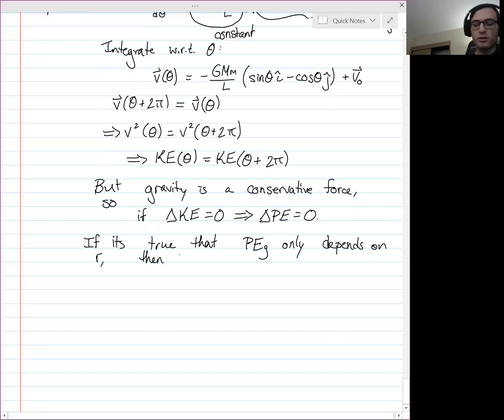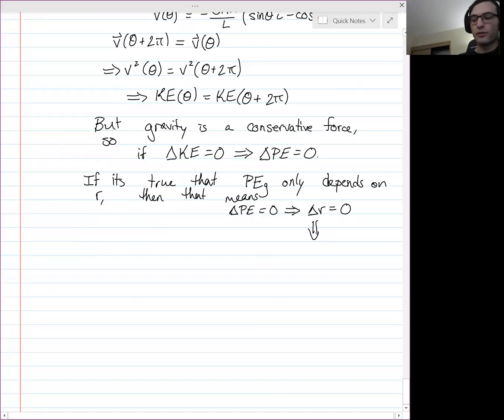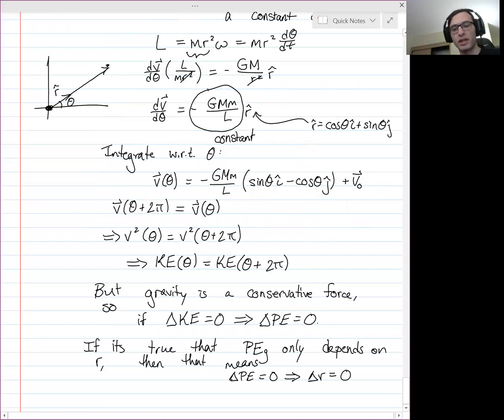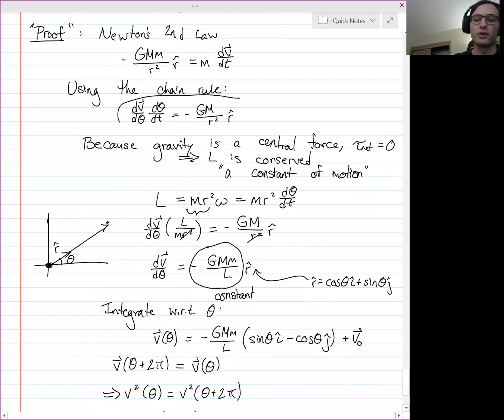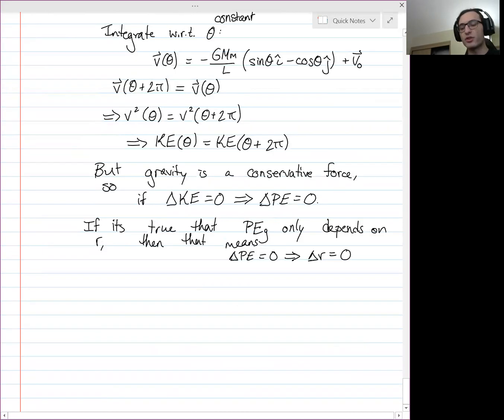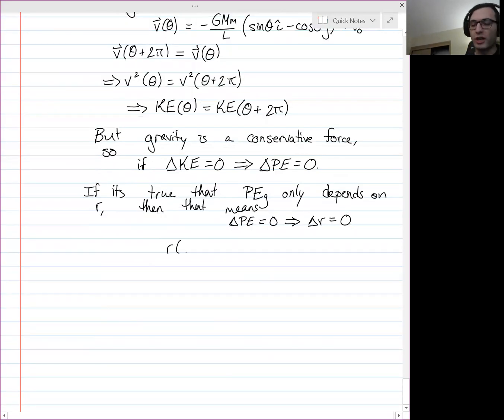then that means that if delta PE is 0, that would imply that delta R is 0. And so if that's the case, and I'm telling you right now it is the case, and it shouldn't be surprising, by the way, since this only depends on the radial distance, the gravitational potential energy should only depend on the radial distance. If that's true, then that means that R of theta equals R of theta plus 2 pi.